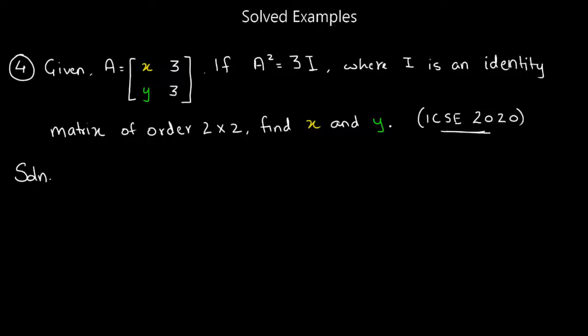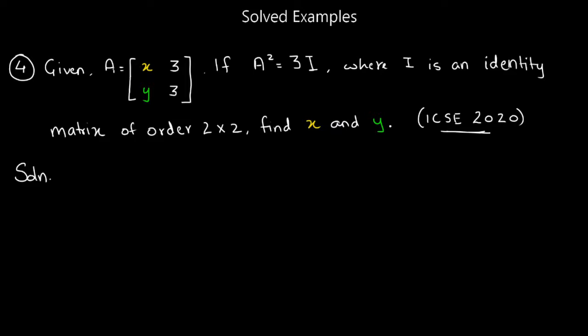So let's solve a sum based on the concepts of matrix multiplication that we've studied so far. We've been given that matrix A is equal to [x, 3; y, 3]. Now, if A square is equal to 3I, where I is an identity matrix of order 2 by 2, we want to find the value of x and y. This question had appeared in the ICSE 2020 examination. Right. Now, let's start with the question.